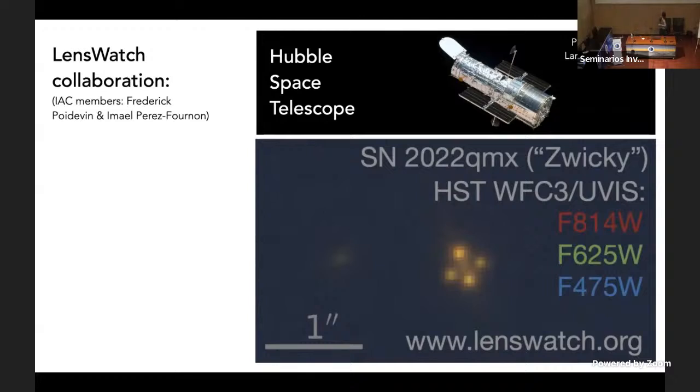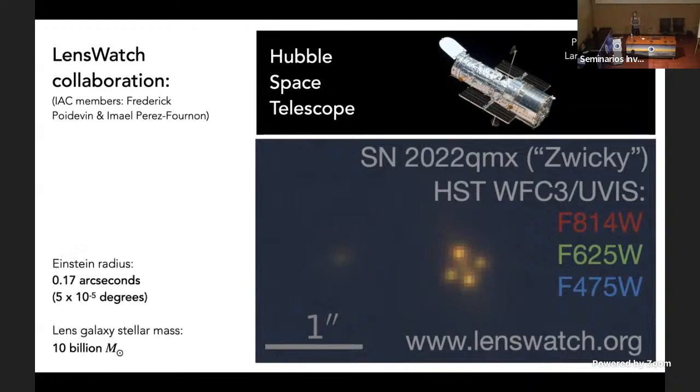Here you also can see the multiple images of supernova Zwicky, and we got observations in multiple filters, so we could also study the colors of the supernova. And getting these observations was amazing, not just because you finally were able to see the different images, but with this, we could also start to do our analysis. So we determined the typical size of supernova Zwicky, the Einstein radius, which was 0.17 arcseconds. And this is incredibly small. It's one of the smallest lens systems discovered in the optical.